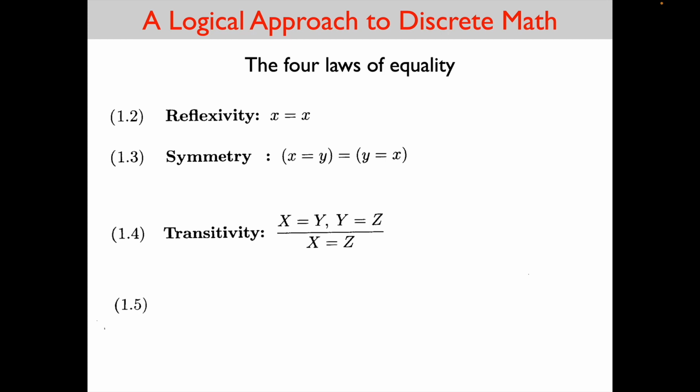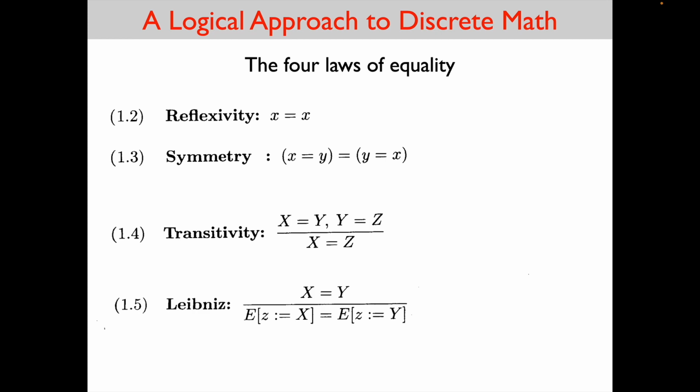Now the T is transitivity. And transitivity is in the form of an inference rule. Transitivity says that if X equals Y, and remember the comma means and, also Y equals Z, then by transitivity X must equal Z. And here again, I think you know this from algebra. And guess what the fourth one is? 1.5 is the fourth one, I guess.